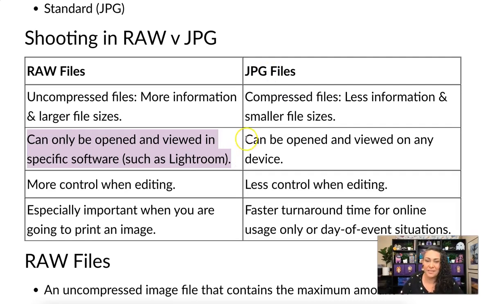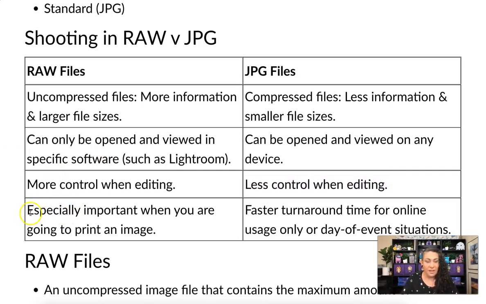Now, JPEG files can be opened and viewed on any device. You can text them to people. You can post them online. So that's the good side of having JPEG files. Now, with RAW, you do have much more control when you're editing, whereas with JPEG, because it's compressed and a lot of the information is removed from the file, you have less control.